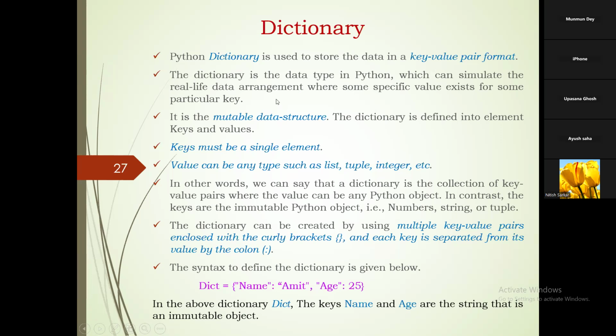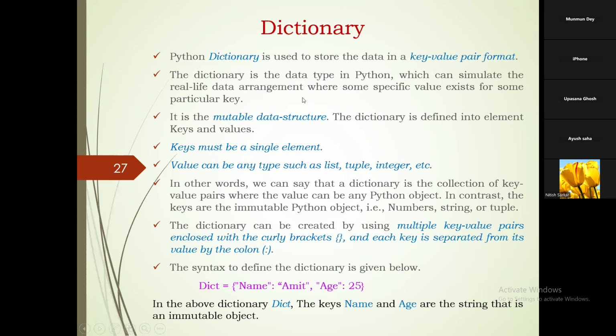And it is also a mutable data structure. So that means the dictionary is defined into elements, keys, and values. So again, repeat, this is very, very important. I will show you so many things using this dictionary command, how you create the data using a dictionary in Python. Okay. So a dictionary is used to store the data in a key value pair format. So what is key? Keys must be a single element, and values can be any type, such as list, tuple, integer, etc.